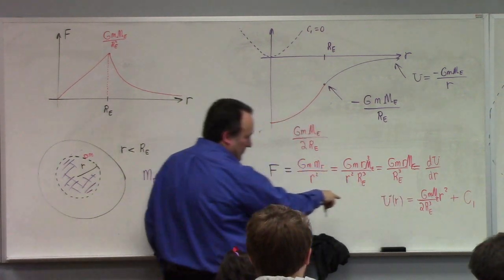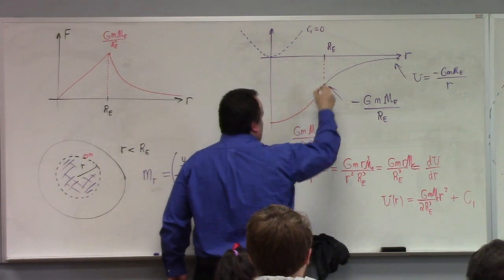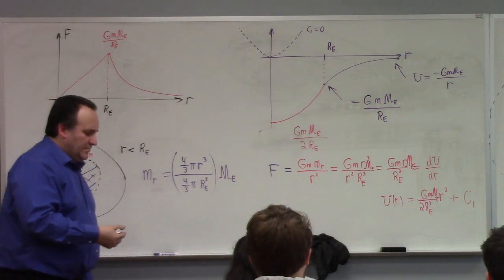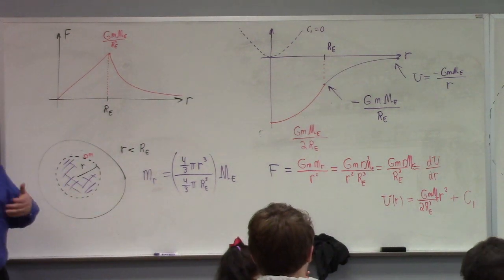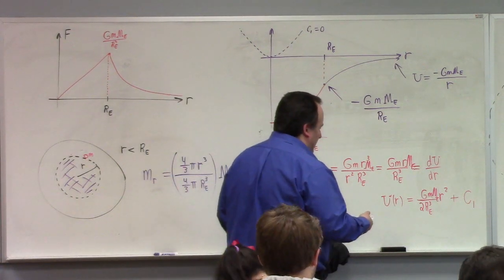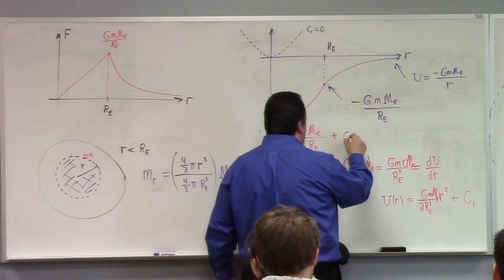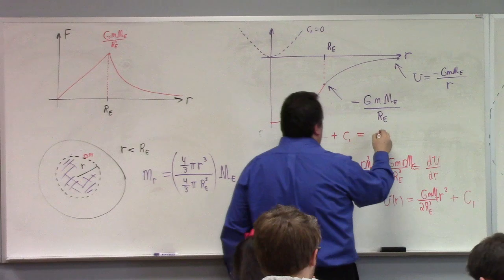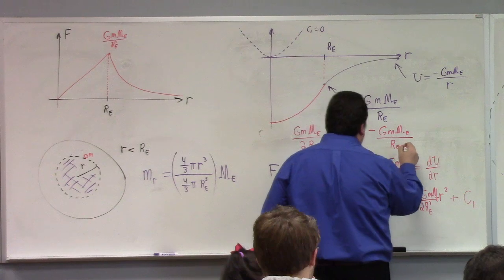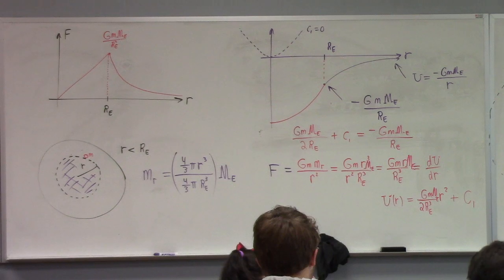That's this formula. When I plug in r equals the radius of the Earth to glue the cases together right here, I should like for the potential energy to be continuous. If the potential energy is not continuous, that means there's some sort of force right at the surface. You know, there's no such thing. So plus C1 is equal to minus GMm over Re, right? So you can solve that for C1. What do you get?